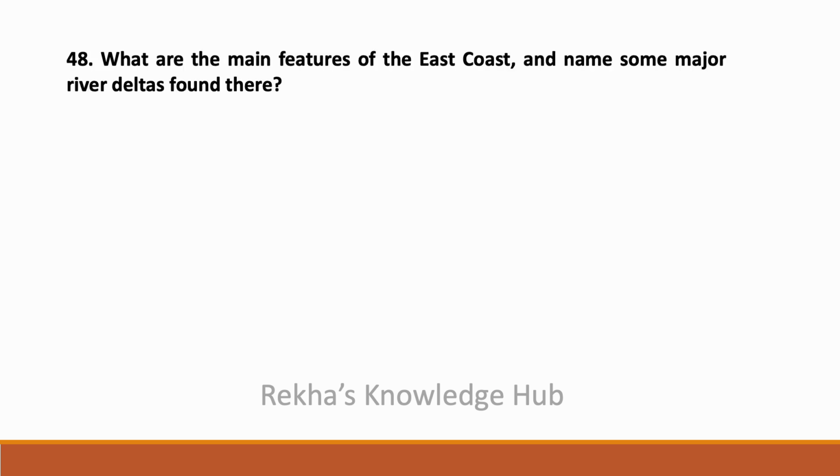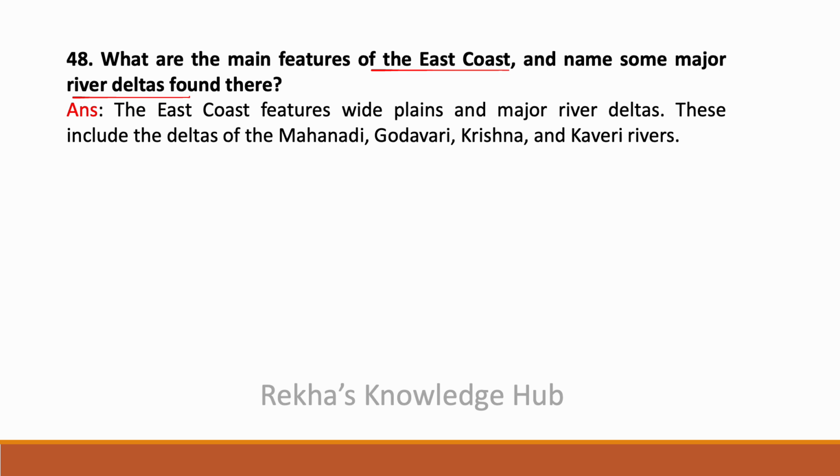What are the main features of the east coast? Name some major river deltas found there. The east coast features wide plains and major river deltas. Name some major river deltas. They include the deltas of Mahanadi, Godavari, Krishna and Kaveri rivers.